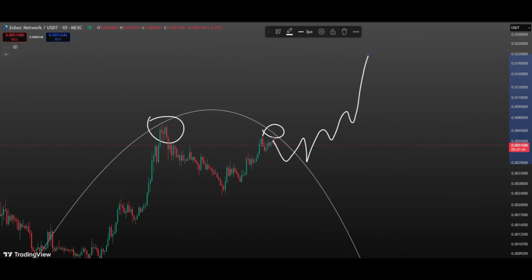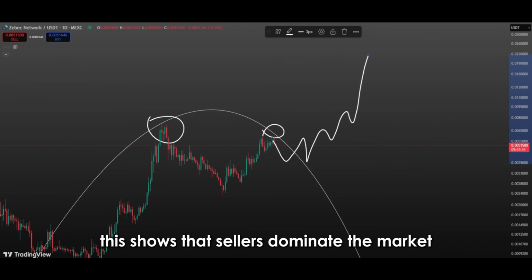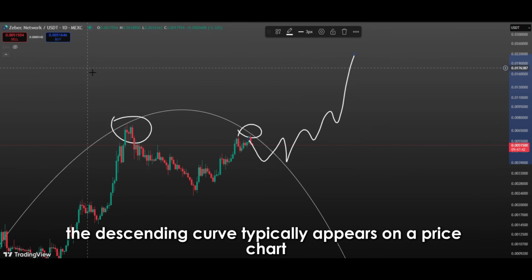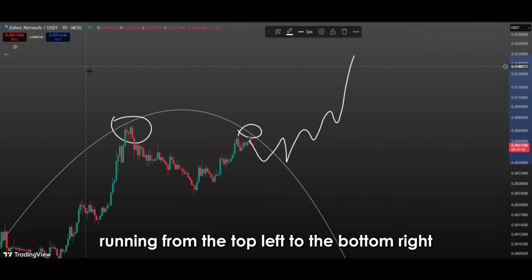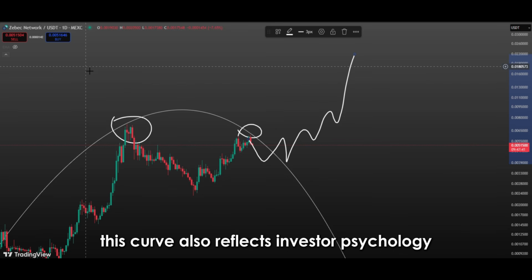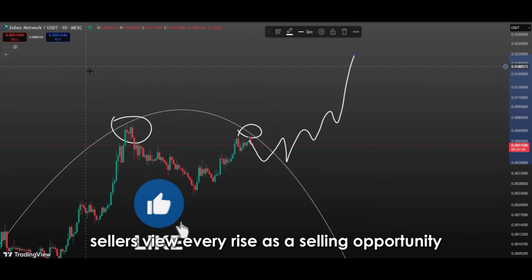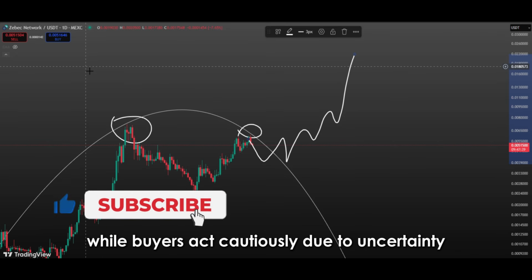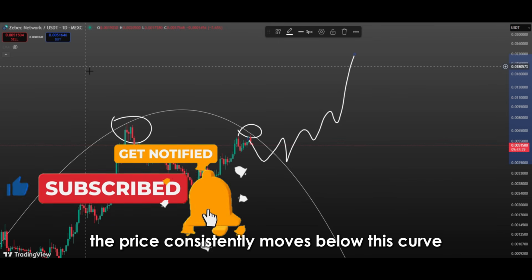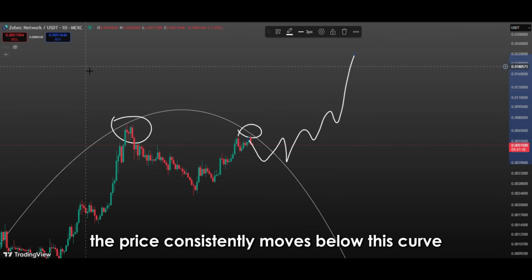previous low. This shows that sellers dominate the market while buyers fail to push the price upward in a lasting way. The descending curve typically appears on a price chart as a line running from the top left to the bottom right. This curve also reflects investor psychology. Sellers view every rise as a selling opportunity, while buyers act cautiously due to uncertainty. As a result, the price consistently moves below this curve.